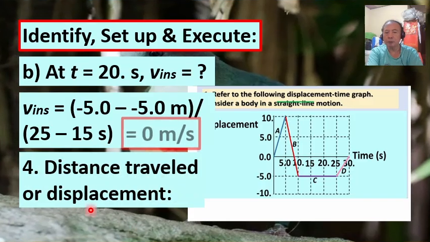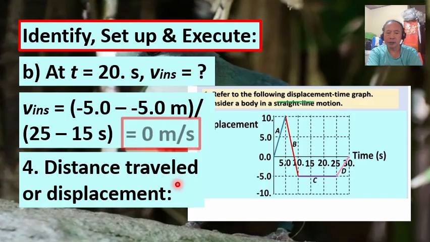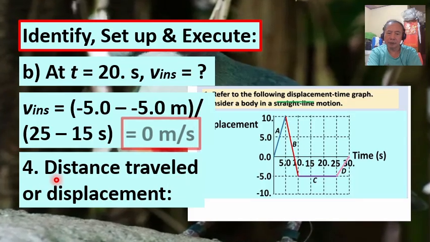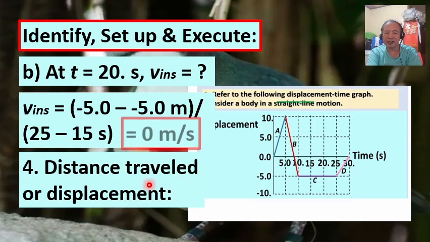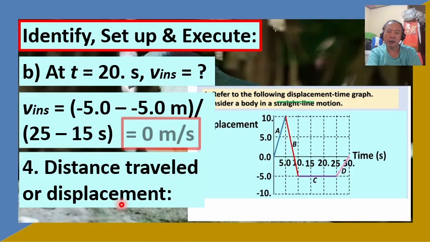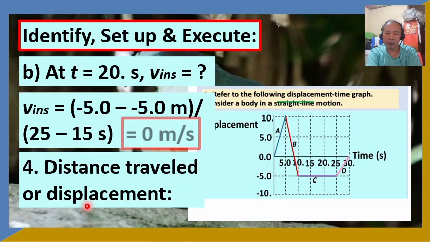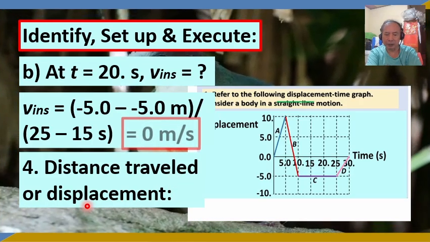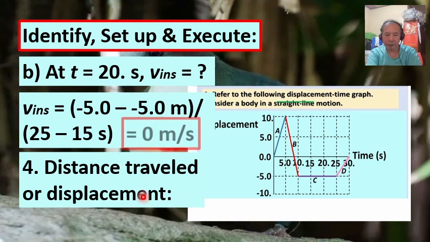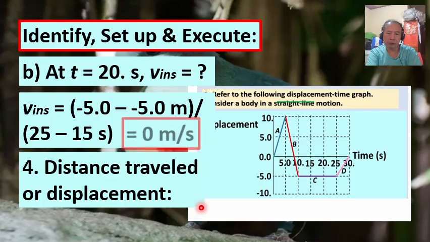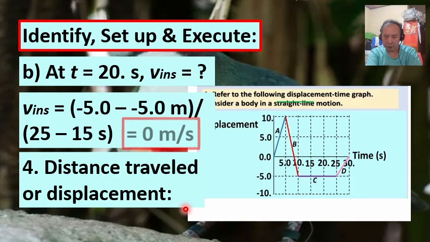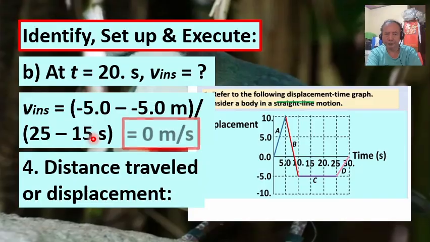Next, information that we can glean from a displacement time graph, of course, is the distance traveled by the body, or what we call net displacement, which we're going to elaborate in just a short while.